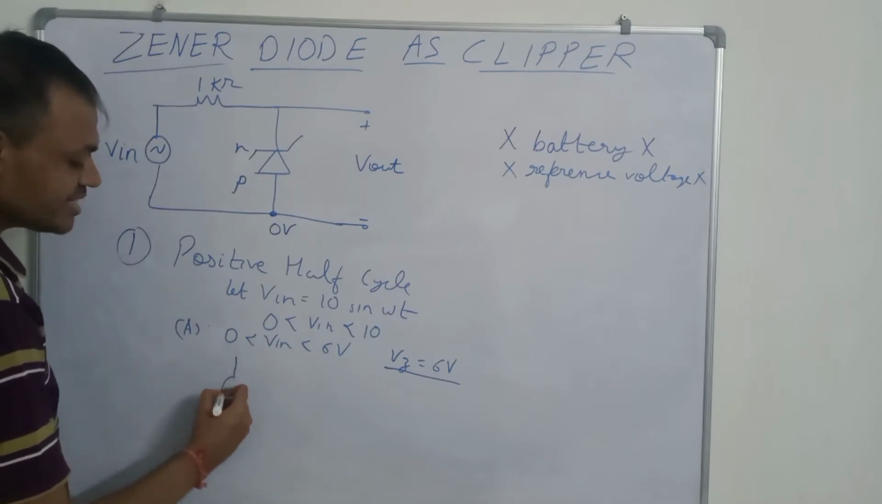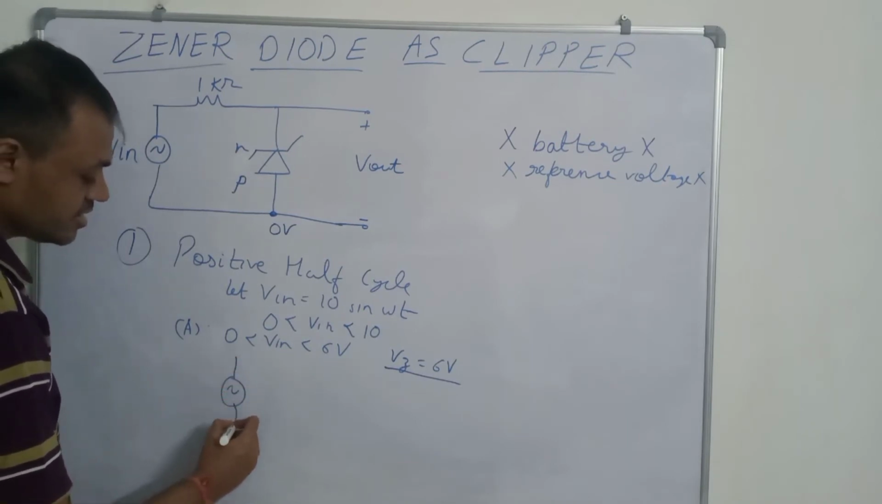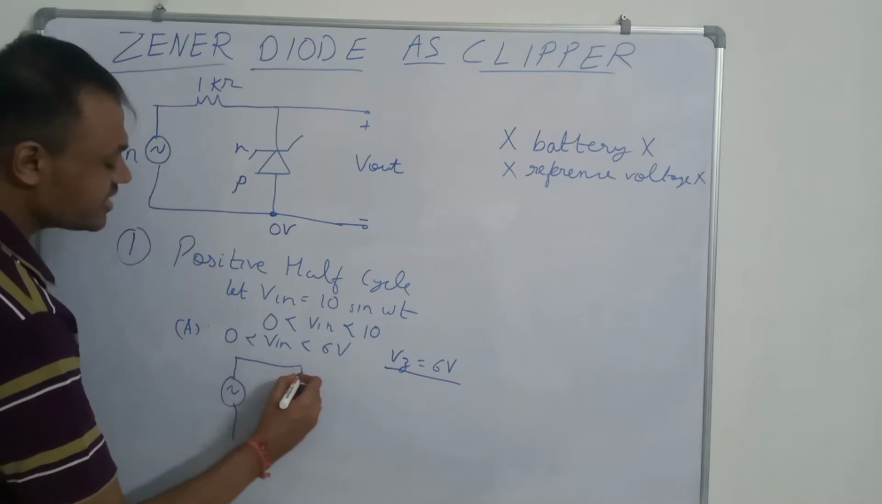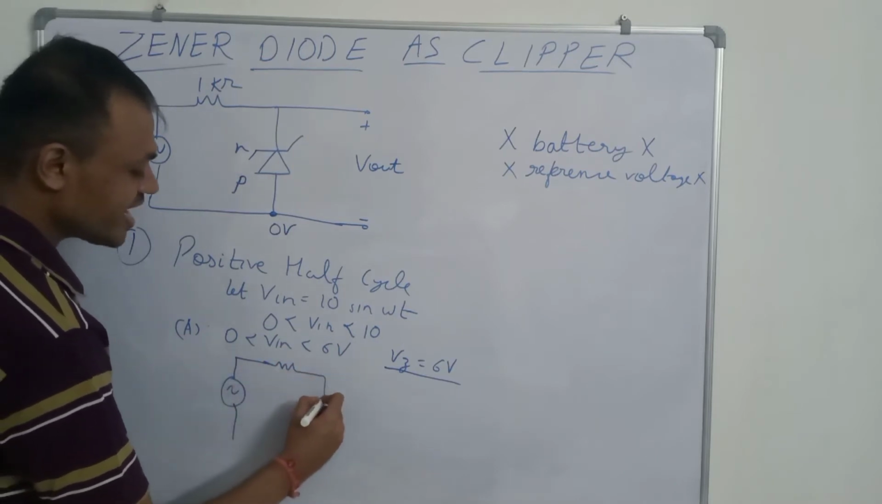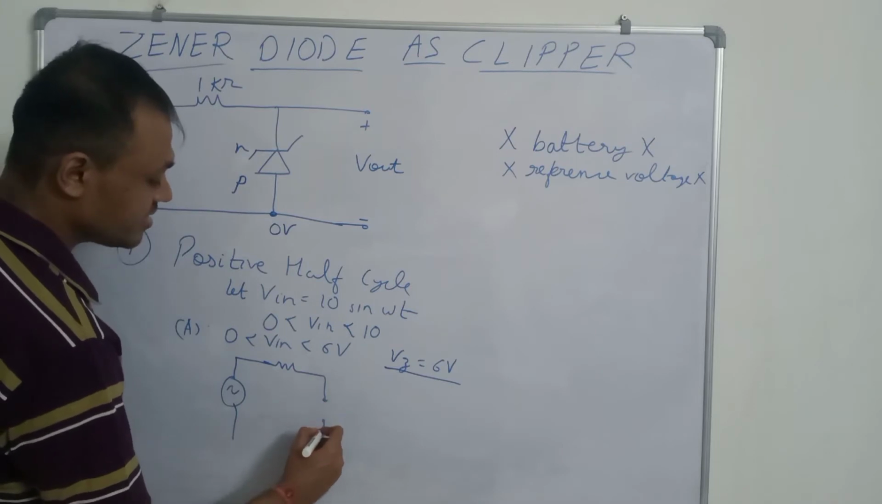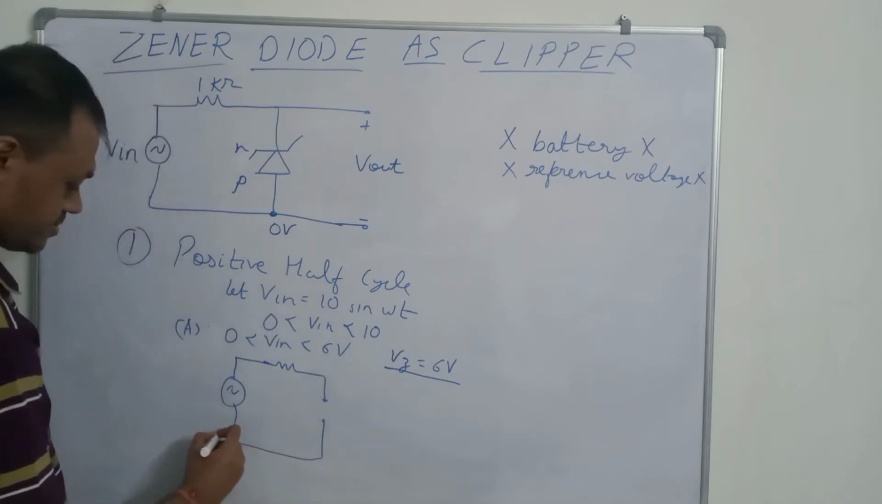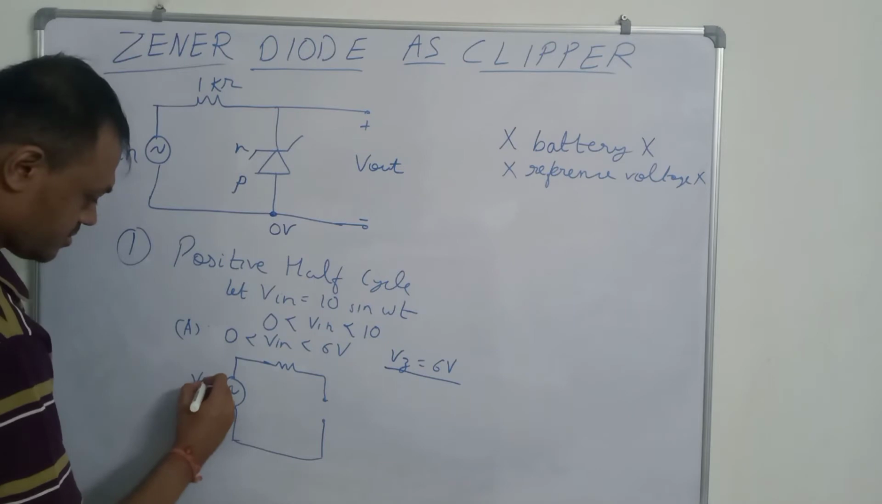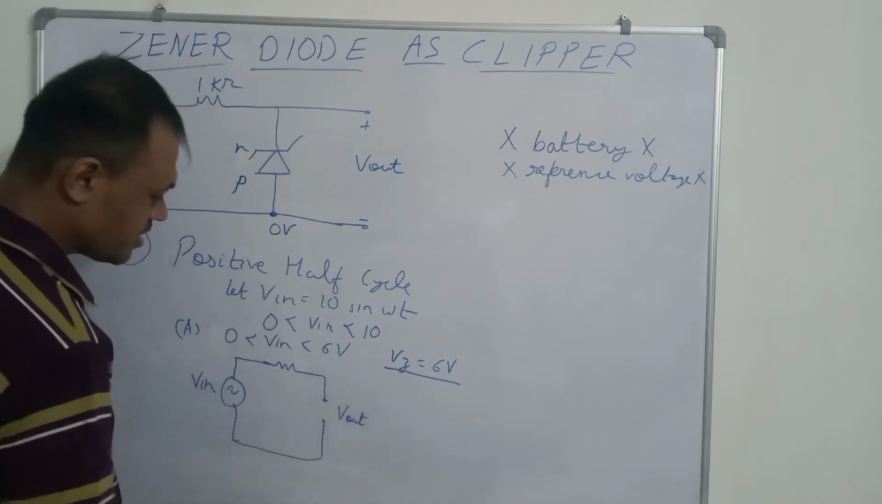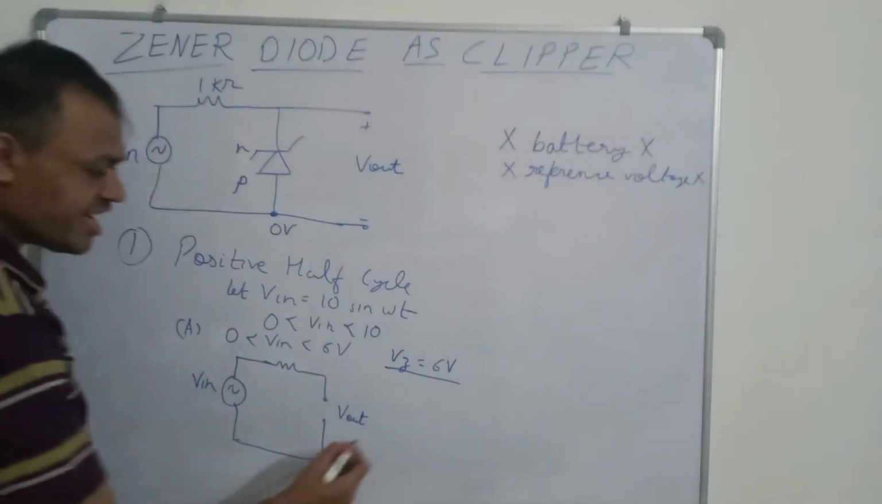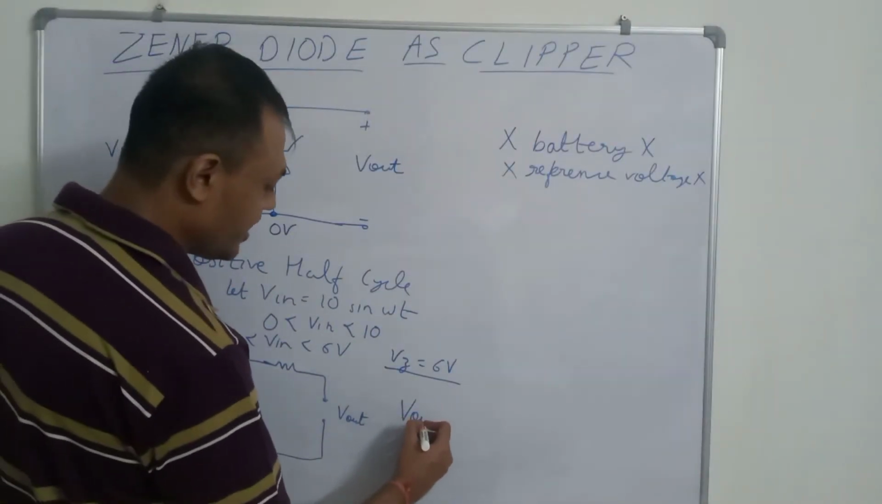So we can replace the circuit like this. Zener diode will be in cut off state. Zener diode will be in reverse bias, so we can replace it with an open circuit. So in case 1, V out will be equal to V in.